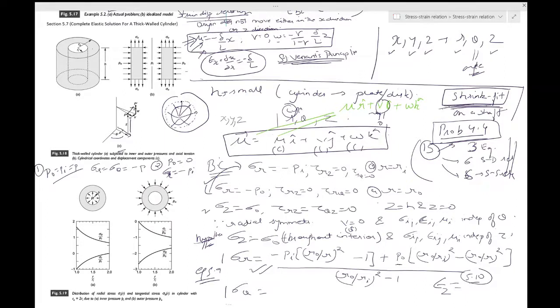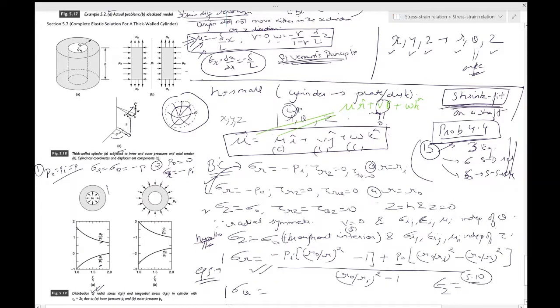The tangential stress sigma theta is tensile throughout, with the peak magnitude occurring at the inner wall R equal to Ri. The manner in which sigma R and sigma theta vary with R is indicated in figure 5.19a. In this figure, you will see how sigma R and sigma theta vary. They have been normalized against the internal pressure, which is the only non-zero quantity. There is no outside pressure, as you see over here.